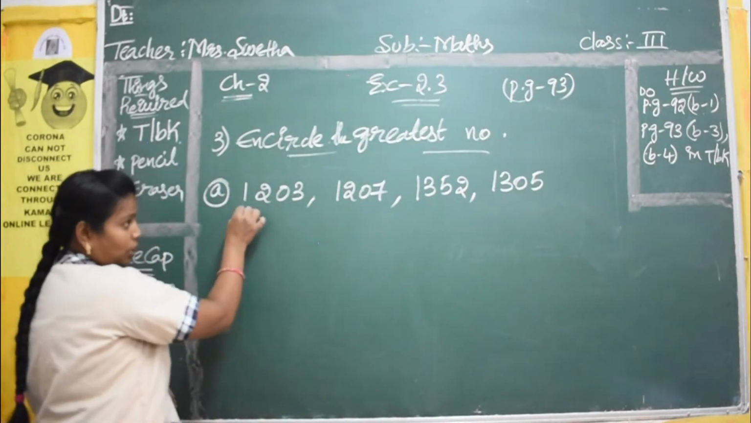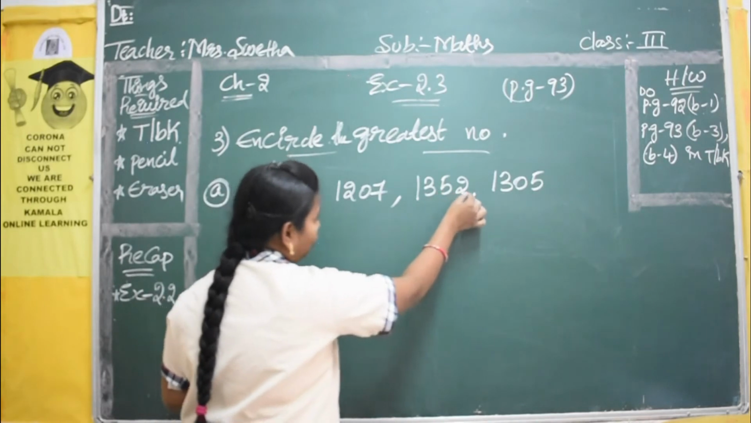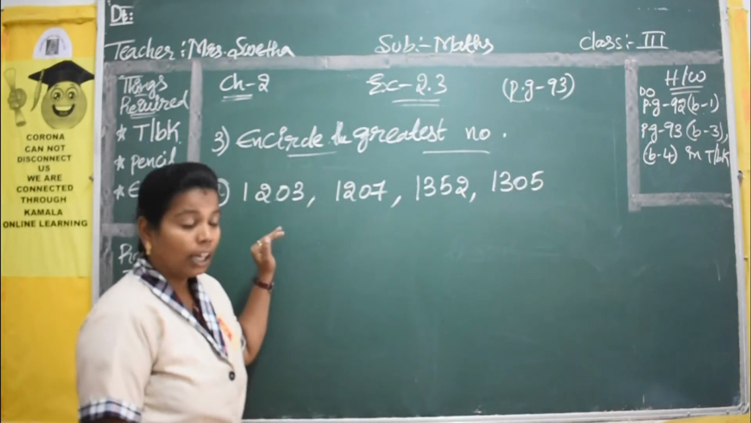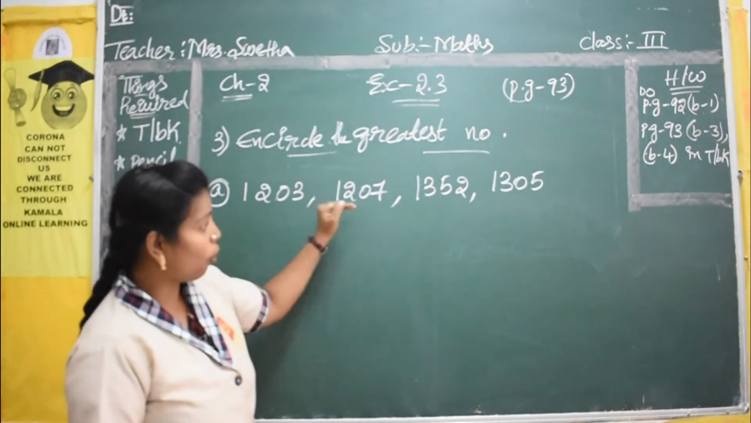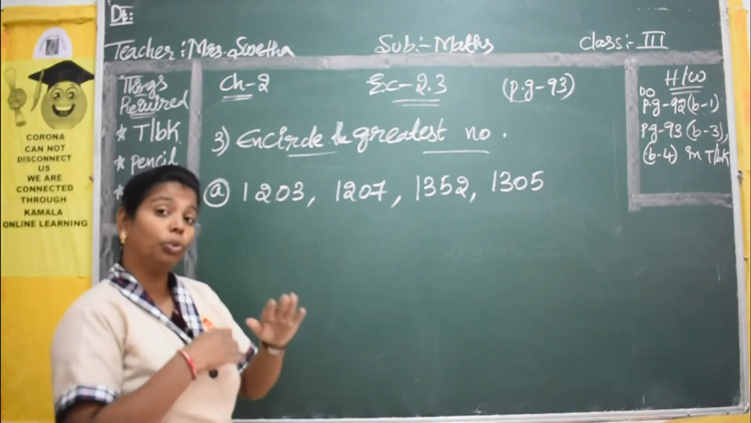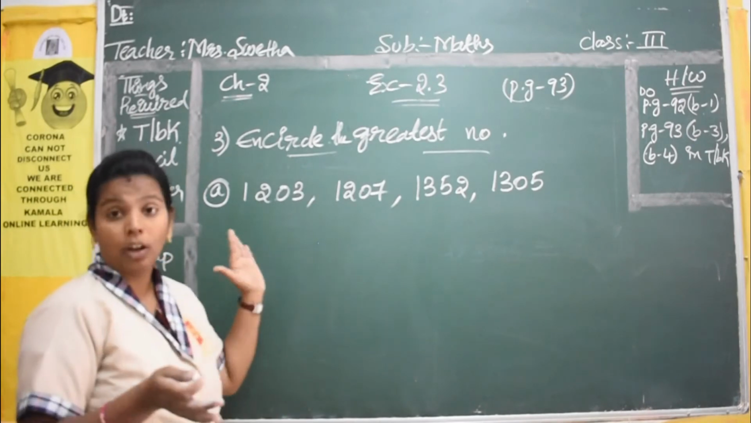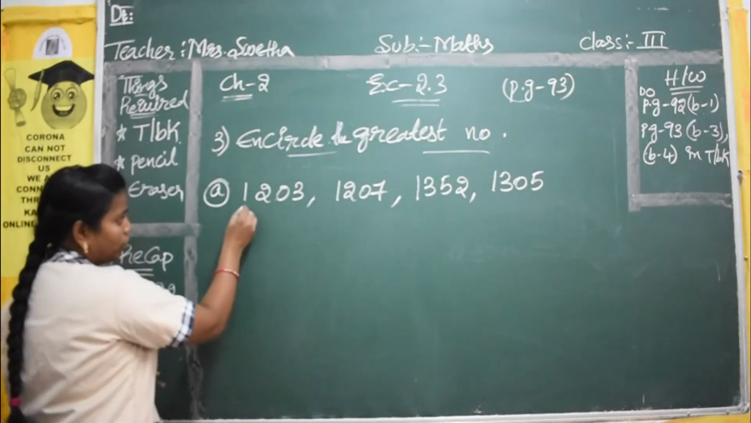Okay, so first you have 1, 2, 3, 4; 1, 2, 3, 4; 1, 2, 3, 4; 1, 2, 3, 4. So in all the 4 sets you have 4 digits. Now you have to go to individual number checking. Why? Because all the 4 sets have 4 digits, we cannot find the greatest one. So check by each number.